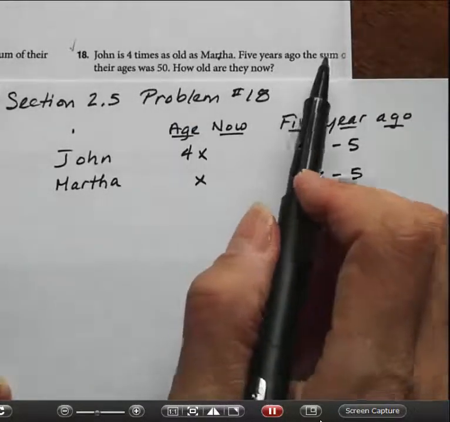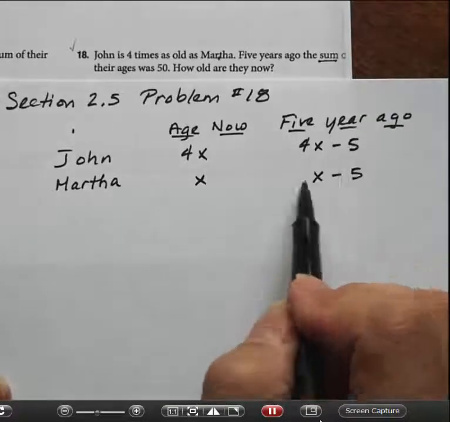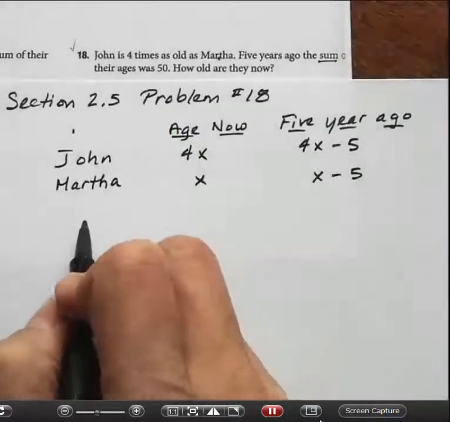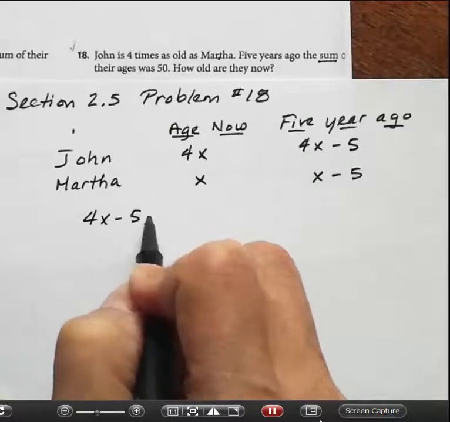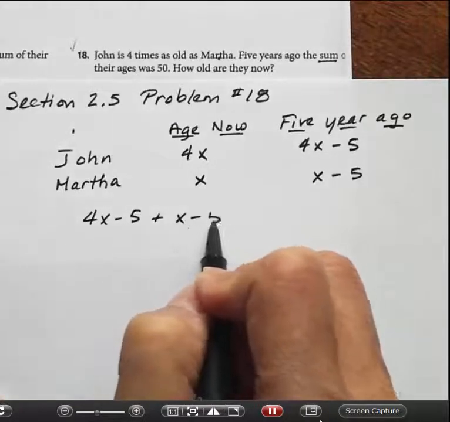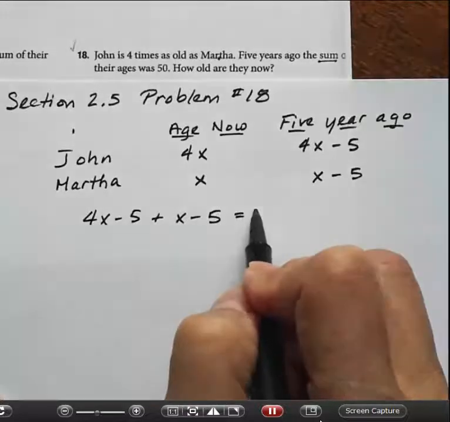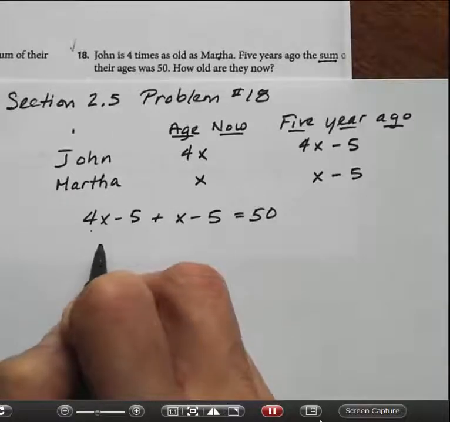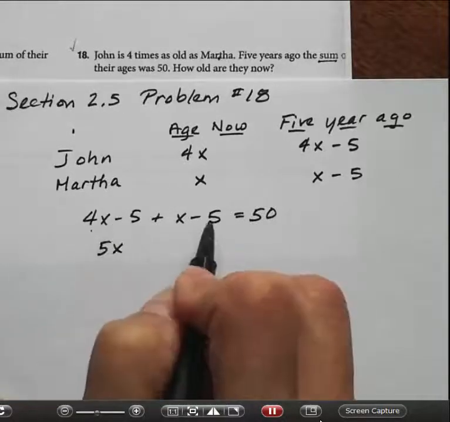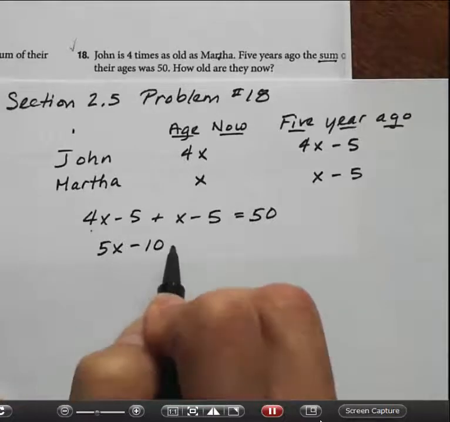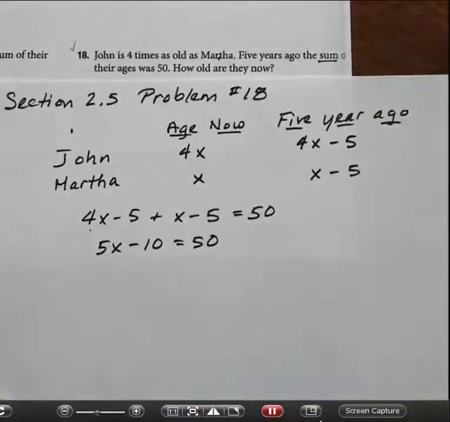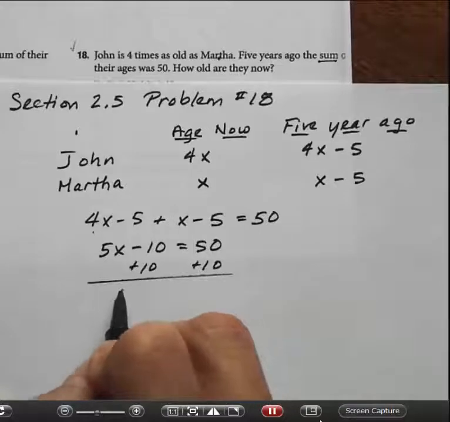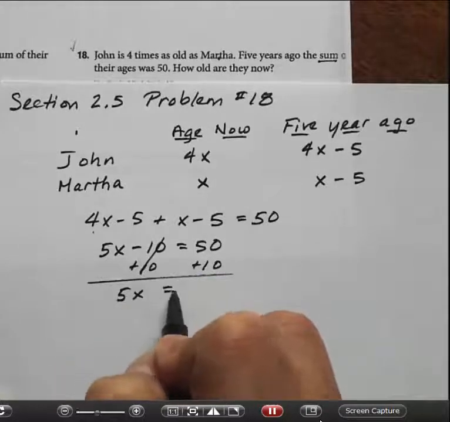Then I need to take the sum of their ages 5 years ago. Sum means I'm going to add them together. So I'm going to take 4x minus 5 plus x minus 5, and their ages are 50. Combine like terms. 4x and x gives me 5x. Minus 5 and a minus 5 gives me minus 10. And that has to equal 50. I'm going to add 10 to both sides. 5x, these 10s cancel out, equals 60.